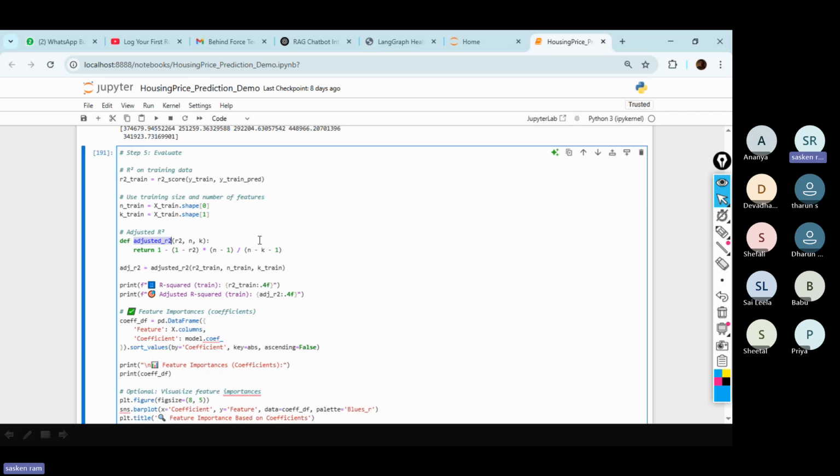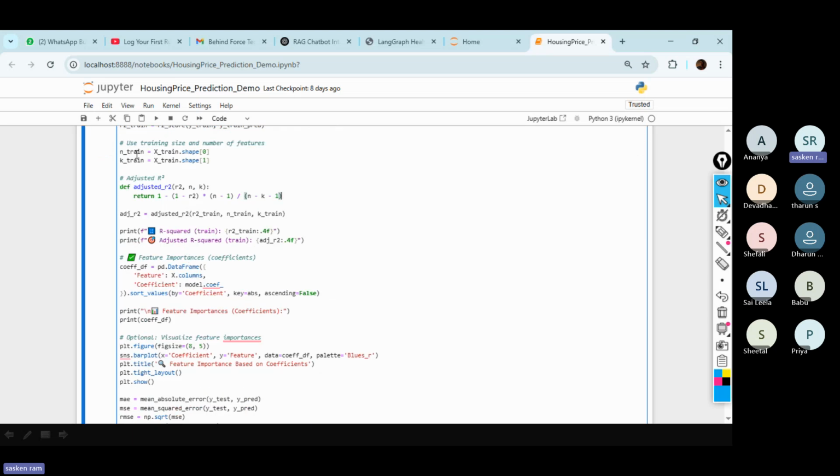There is no built-in adjusted R square available, hence I'm going to use this formula. The formula for computing the adjusted R square is 1 minus (1 minus R squared) into (n minus 1) divided by (n minus k minus 1). What is k? k is the number of features in your data set. n is nothing but the total number of records in your data set. So n minus 1, divided by your total number of records minus number of features, minus 1. You need to pass these values here, and when you pass them, you will get the adjusted R squared.